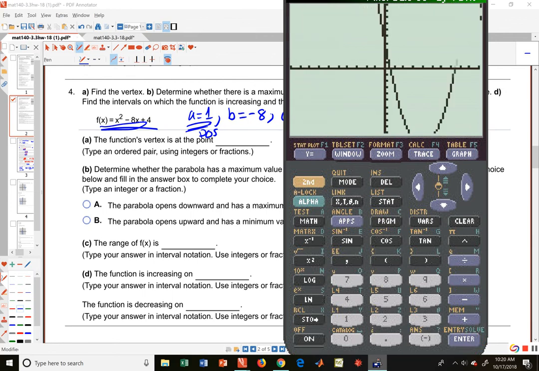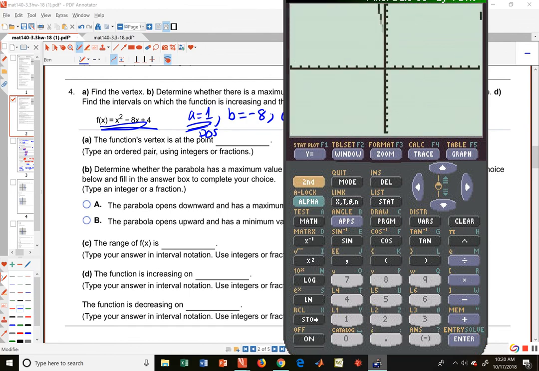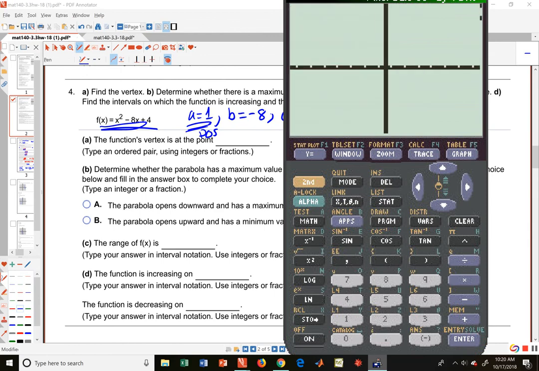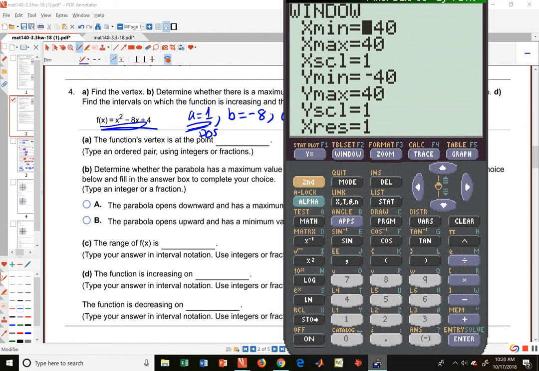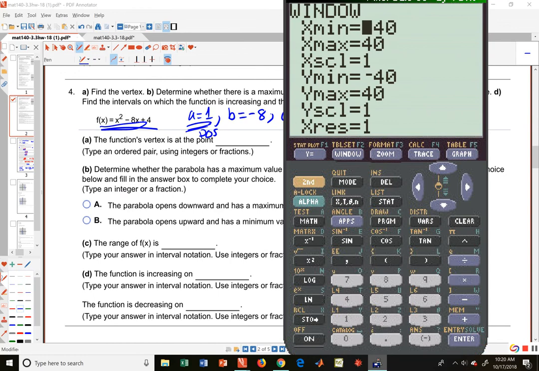Now I'm on the standard window. ZStandard, this is zoom number 6. Notice it's a little bit off the screen, so I'm going to zoom out just a tad. So I'm going to hit zoom again, and go to number 3 and zoom out. It's not going to look the best, but it gets us the right idea, and then we can go back and change our window as we see fit. So right now it's on -40 to 40. Seems like a little unnecessary. If you hit trace, you can kind of see things are around -12. So let's change it to -15.